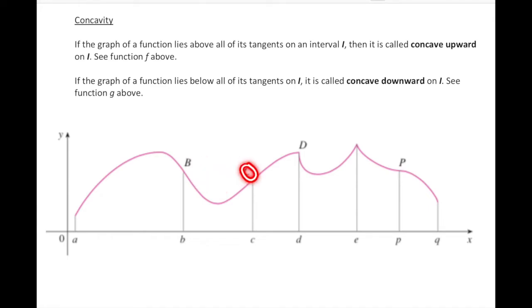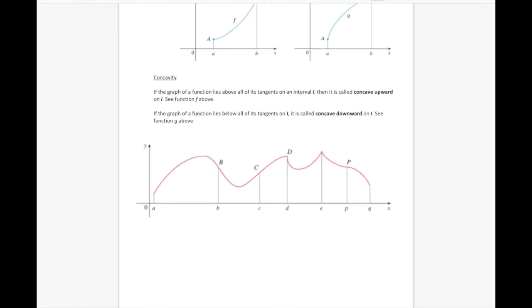At point C, we switch again. It's going to be concave down in that section. At point D, we switch. D to E, we are concave up again. E to P, we're still concave up, but we pass through that cusp point. And at point P, we switch once again. We are back in concave down from P to Q. So we're concave down, concave up, concave down, concave up, concave up, concave down on those sections. Let's see what happens.